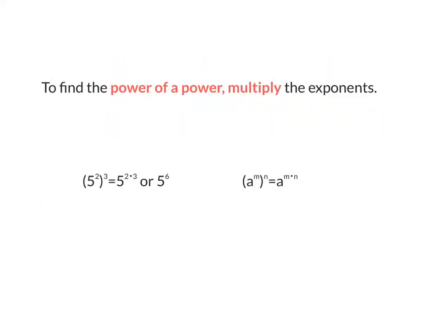To find the power of a power, multiply the exponents. 5 squared raised to the power of 3. We multiply the exponents. 2 times 3 gives us 6, and our answer will be 5 to the power of 6. We can do the same thing with variables.